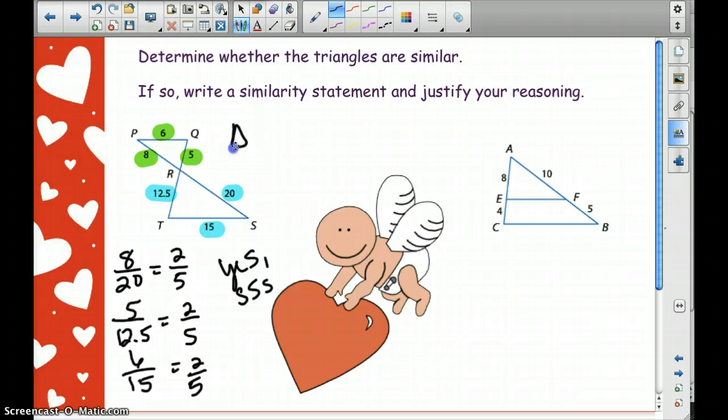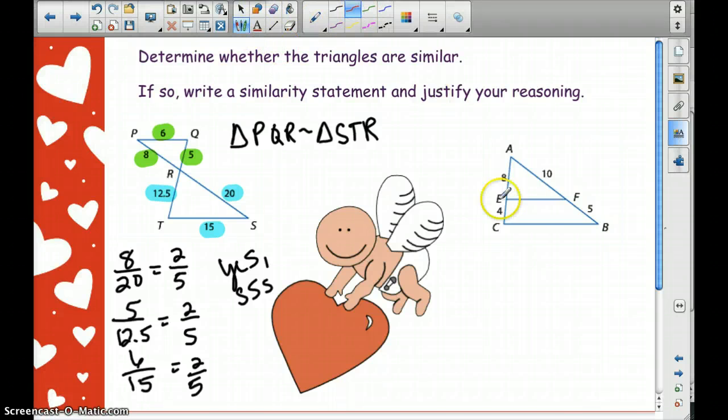So we can say triangle PQR is similar to triangle, and we have to keep our order the same. So we're going to start with P, we have to start with S. So STR as well.